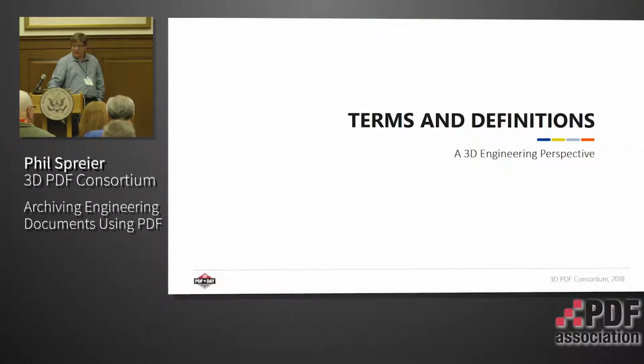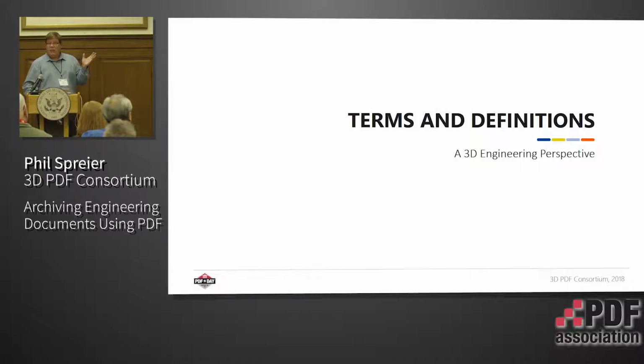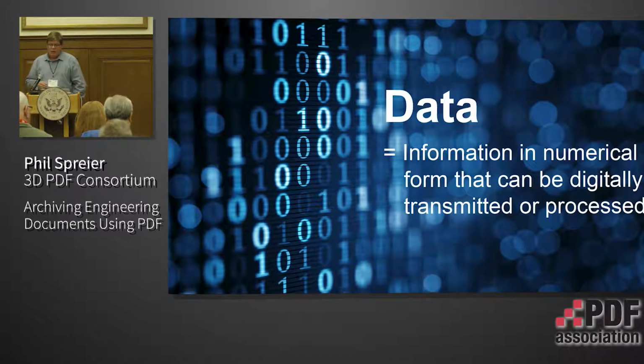So my terms and definitions are from a 3D engineering perspective. I'm not an archivist or anything. These are the way that we think about data at the consortium. So I want to talk a little bit about what makes PDF different and why it's a different format for engineering. And I do that typically by talking about the kind of information that you move in engineering.